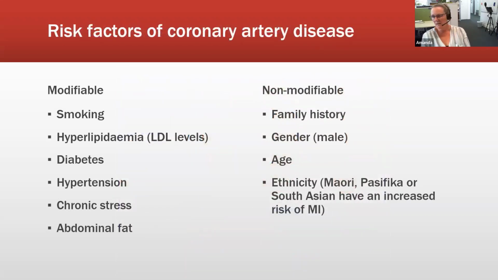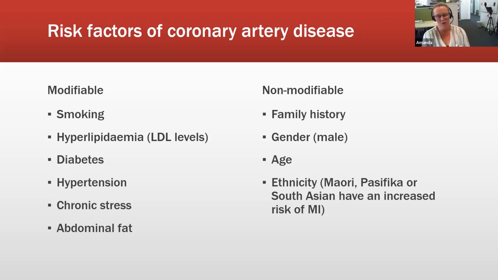So risk factors, and Julia, you were asking about this before. These are risk factors that we see. There's modifiable ones, some things that our patients or ourselves can do something about: smoking, hyperlipidemia, diabetes, hypertension, chronic stress, and abdominal fat. That's something that we could modify. Then also part of this is family history, males more than females, although females are more likely to die from an MI, age and ethnicity.